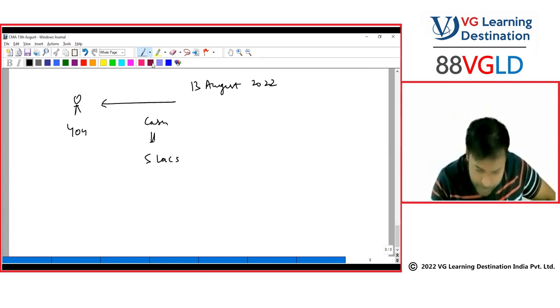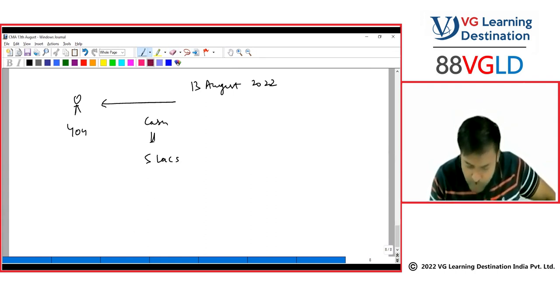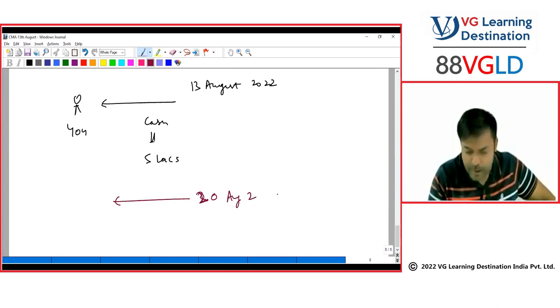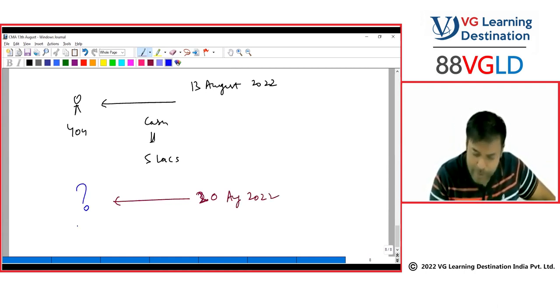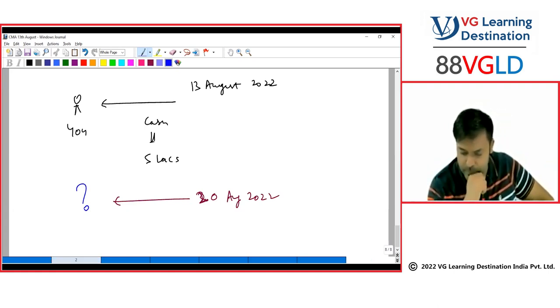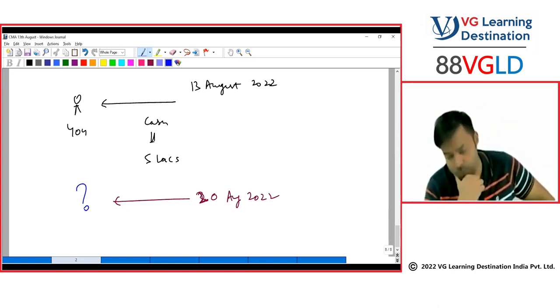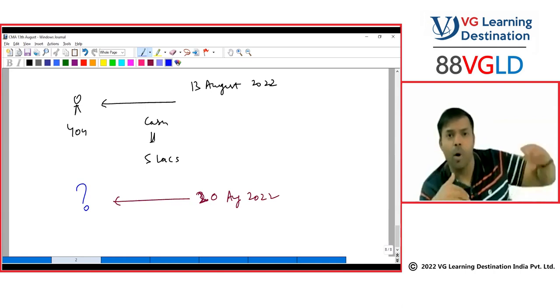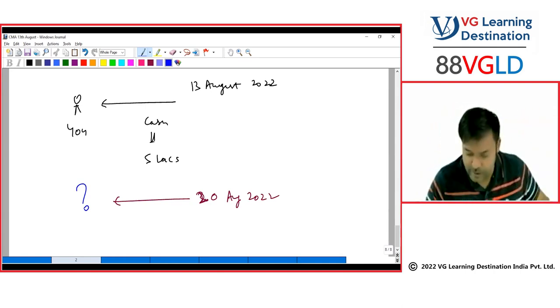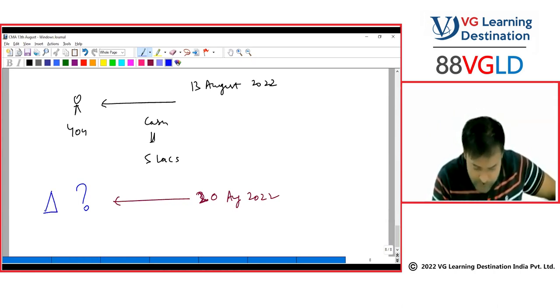Correct. Let's say if I come tomorrow, let's say I come after a week, let's say on 20th August, 2022. In that case, in your bank account, would there still be 5 lakh rupees? Is it necessary that it is going to be 5 lakhs only? No. It might go up also, hopefully, and it might go down also in case you have incurred any expenditure. So it is going to change.